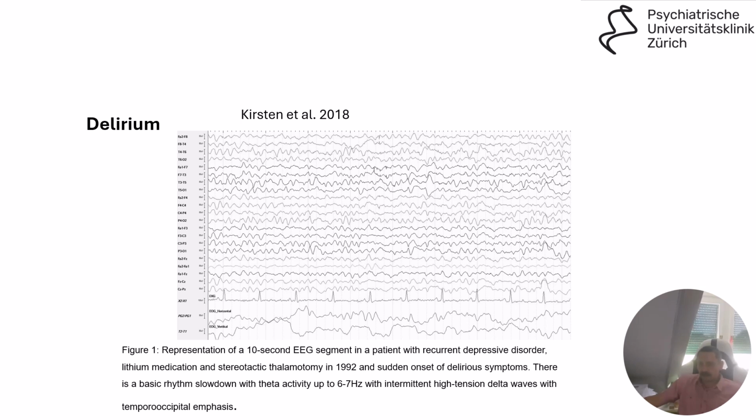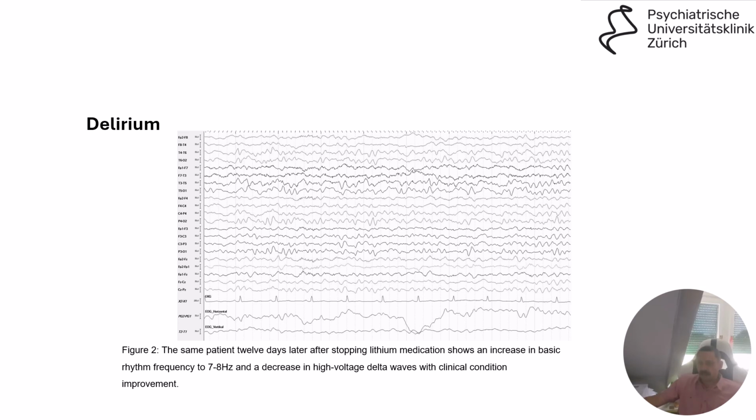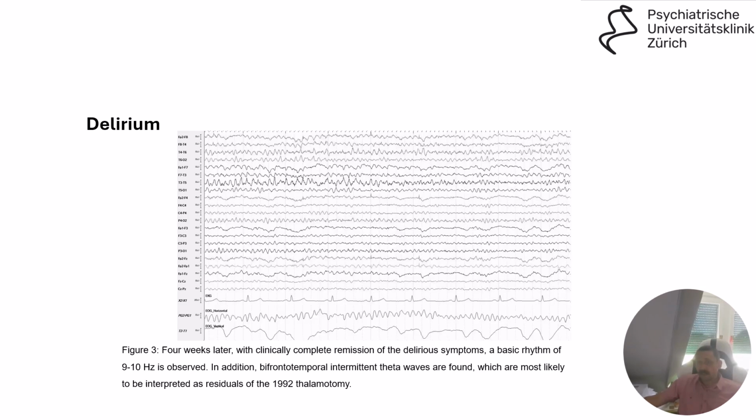So here we have an example of a delirious state of a very complex patient with a status after stereotactic telotomy several years ago. However, there was a slowing rhythmic theta activity, 6 to 7 hertz, going on with quite high waves during a delirious state, and the patient was on lithium, and the lithium was stopped due to those newly occurring patterns and this delirious state. And then you see that the EEG 12 days after stopping already normalized, got back to 7 to 8, almost normal alpha activity. And then after 4 weeks you see that you have normal alpha activity, and this tells you that you did the right thing.